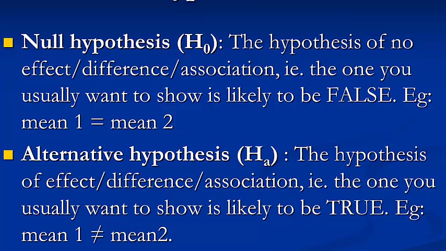So the null hypothesis, usually shown as H0, is the hypothesis of no effect or difference or association. The one you want to show is false. For instance, if you've got two groups in your sample, you want to show that in the population those two means are actually equal. That's your null hypothesis. Whereas your alternative hypothesis would be the opposite of that, and it's usually that they are not equal.